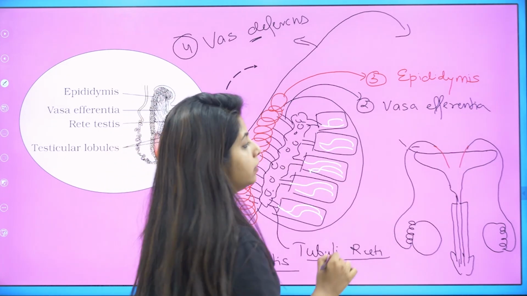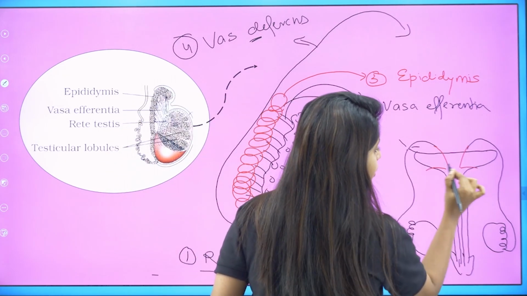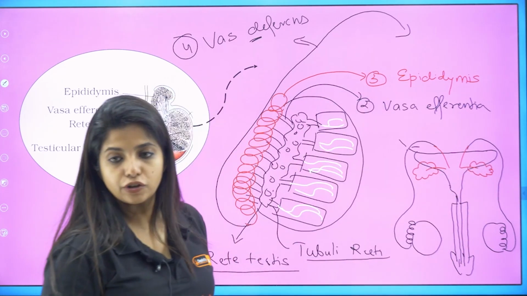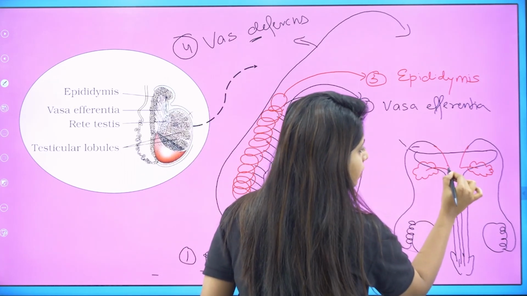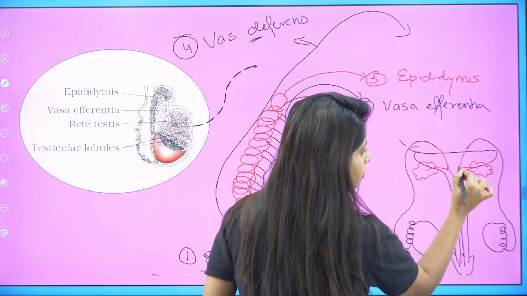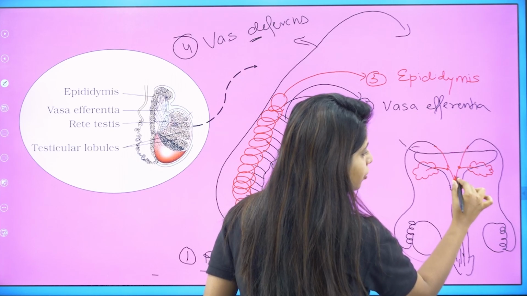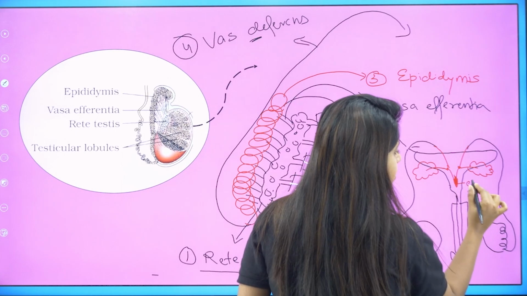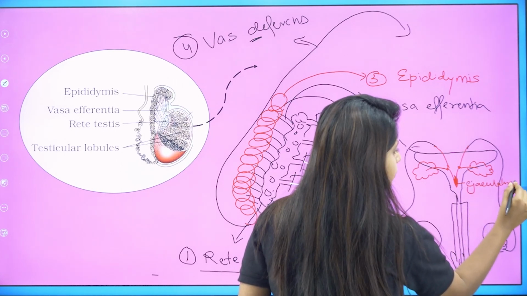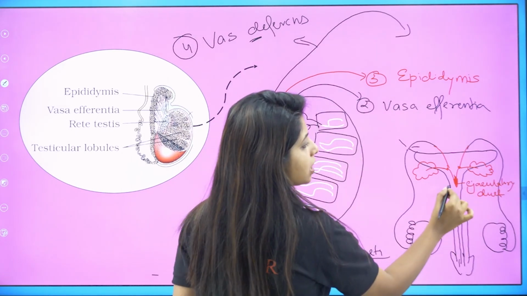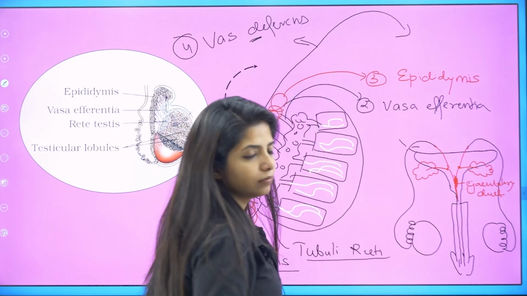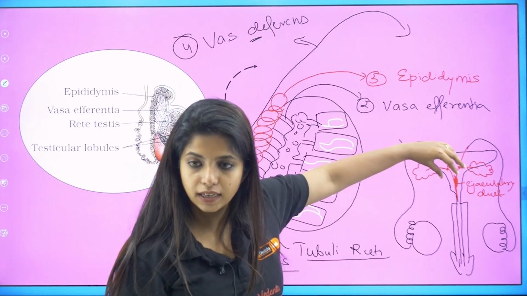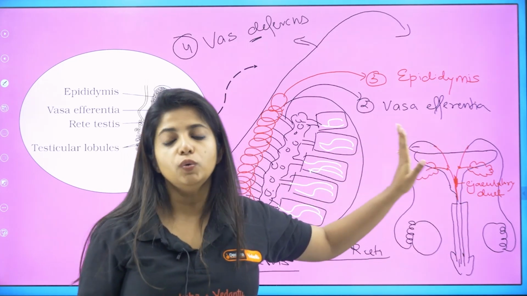Okay, from here you will get secretion of a gland. You will get secretion of a gland, and both of them together form a duct sort of thing here, which is known as ejaculatory duct. This ejaculatory duct is the one that will be opening into the urethra. This is the urethra, urinary bladder, and the urethra is there. So, this is the one that will be opening into the urethra.